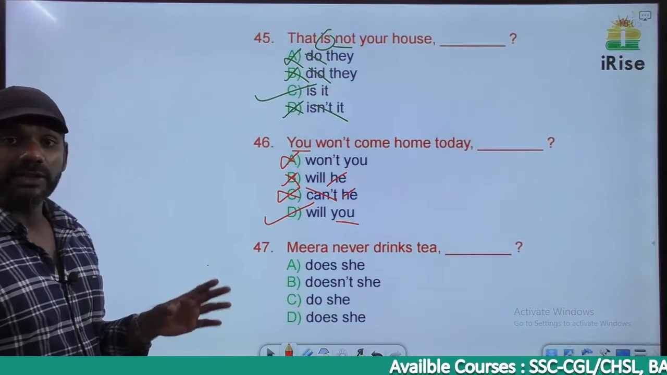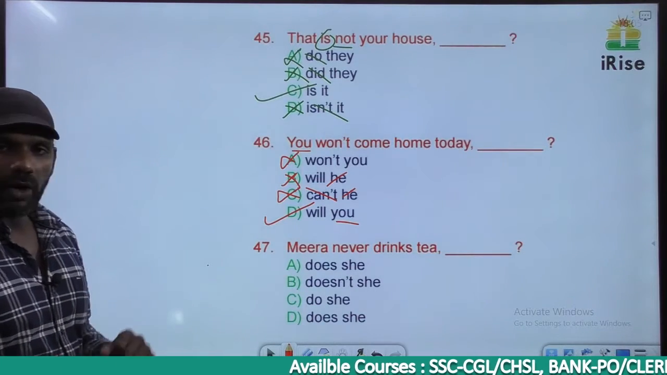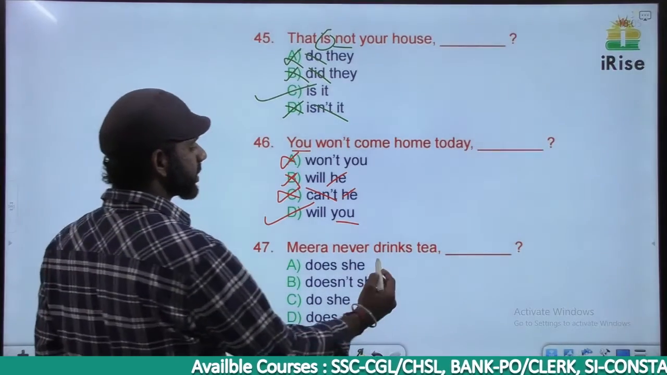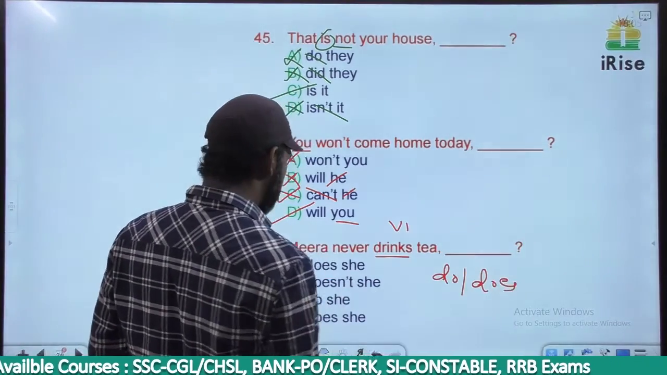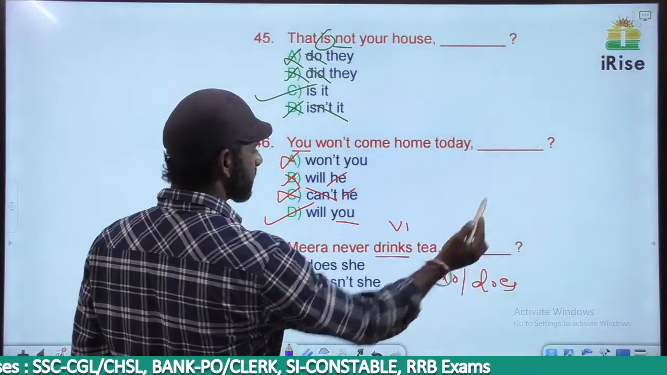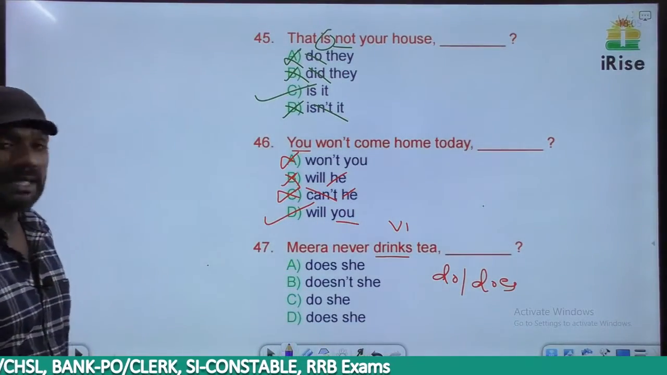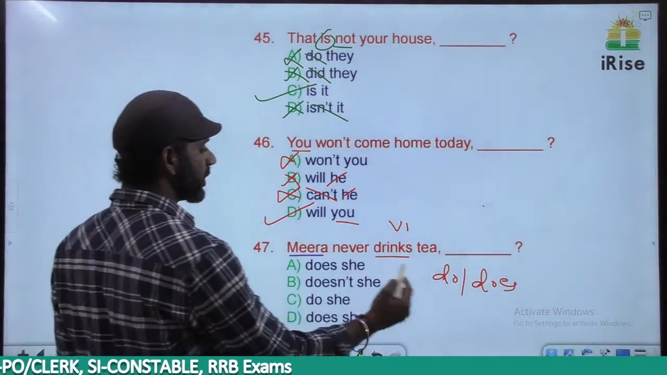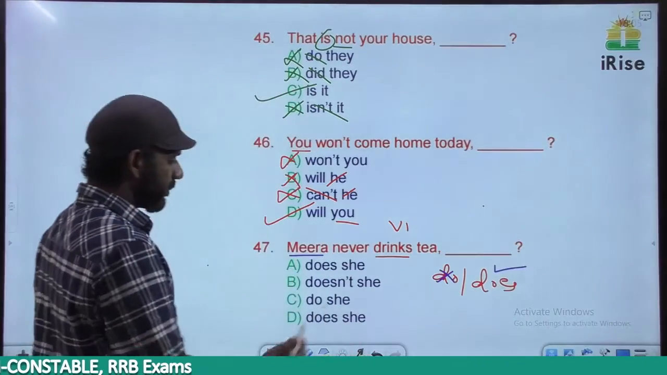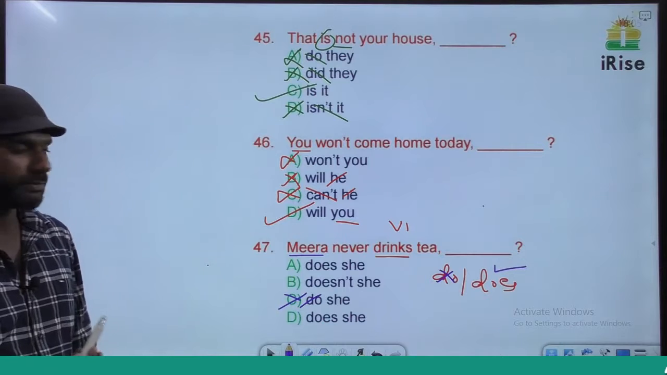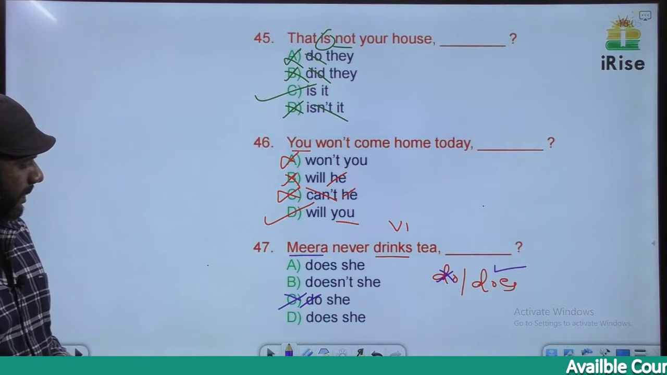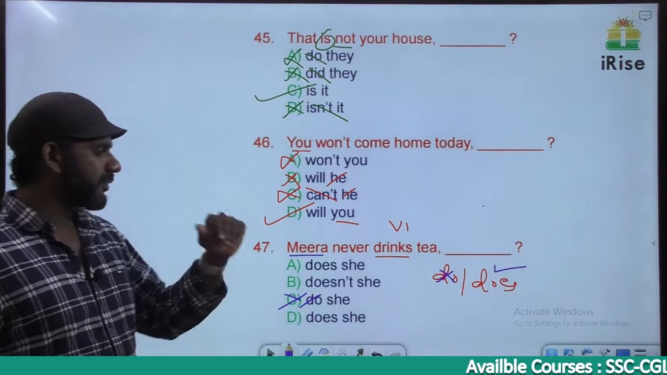Meera never drinks tea. No auxiliary verb. The verb here is drinks, V1, simple present. So as you know, we have to go for do or does. The subject here is Meera, singular. So we cannot go for do, we have to go for does. Based on that, option C is eliminated. C says do, gone.